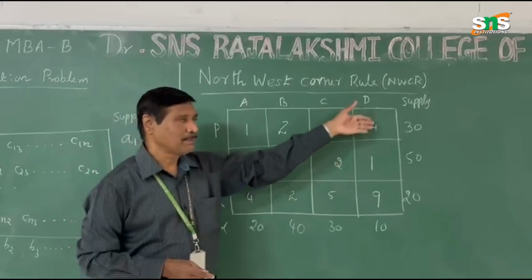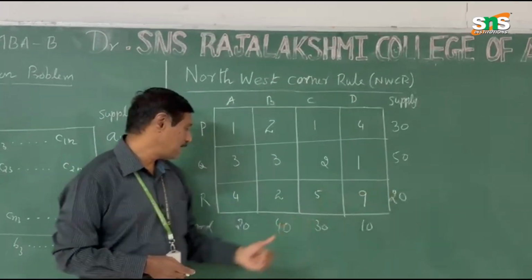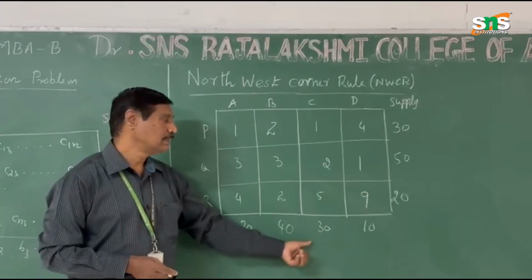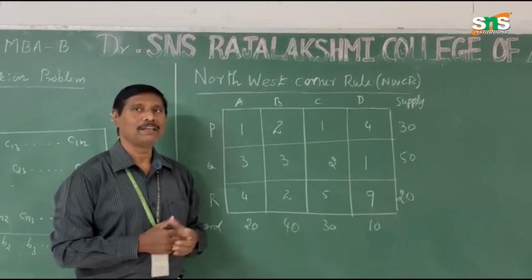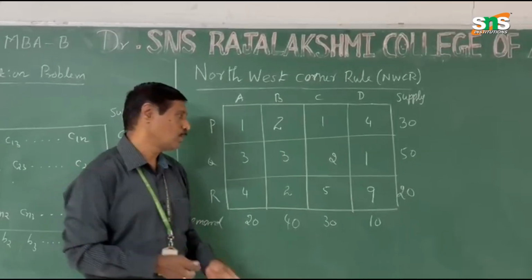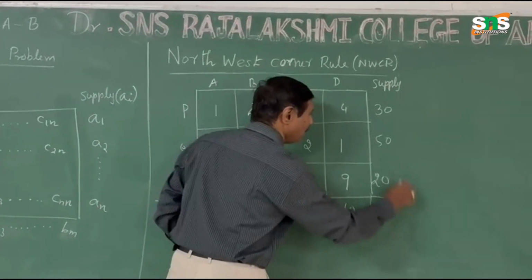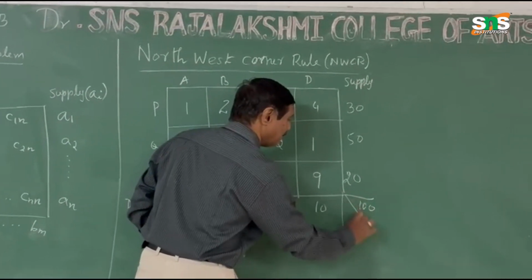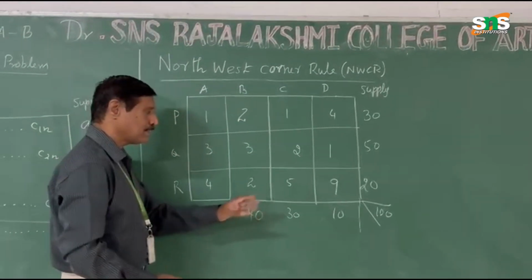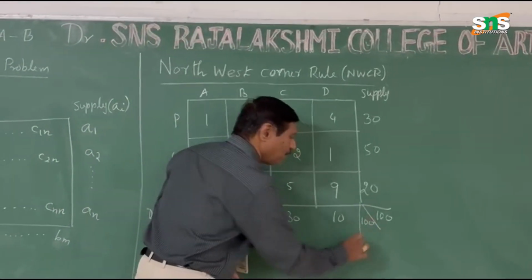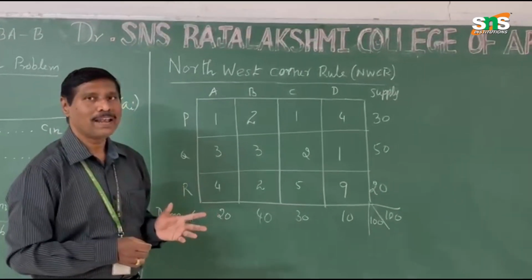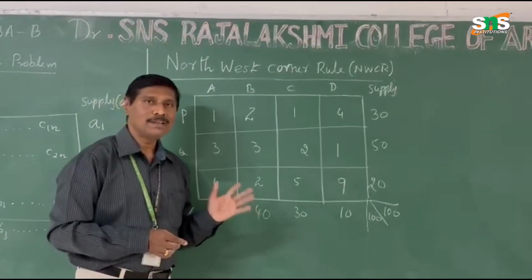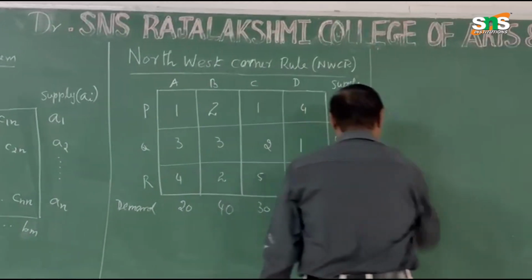Here the supplies are 30, 50, 20 and the demands are 20, 40, 30 and 10. First we check whether the supply and the demand are equal or not. So what is the total supply and the total demand? The total supply is 100, and likewise the demand is also 100. If these two are equal, then the given transportation problem is balanced. So if it is balanced, there exists a feasible solution. So first we check whether it is balanced or not.